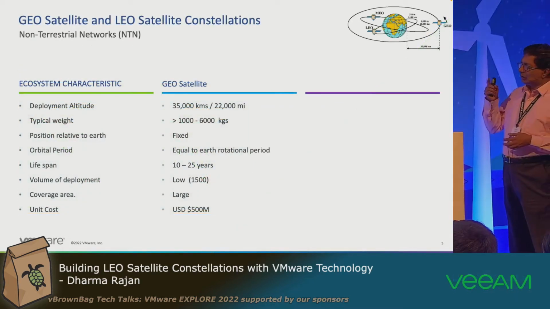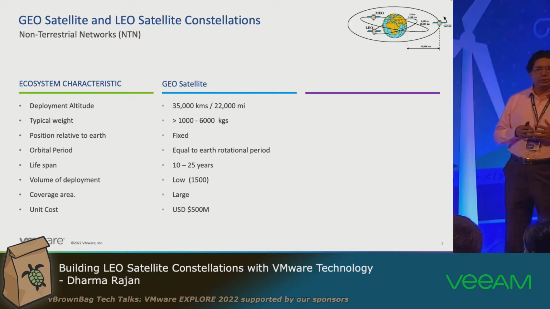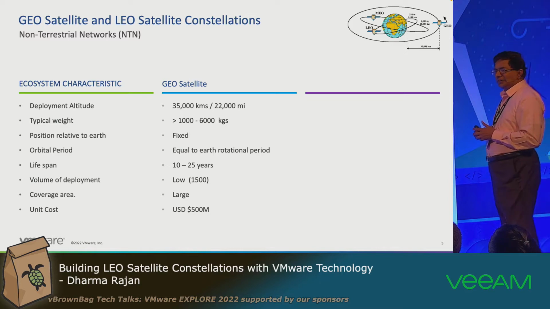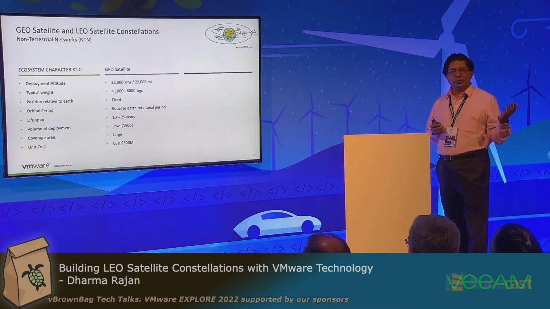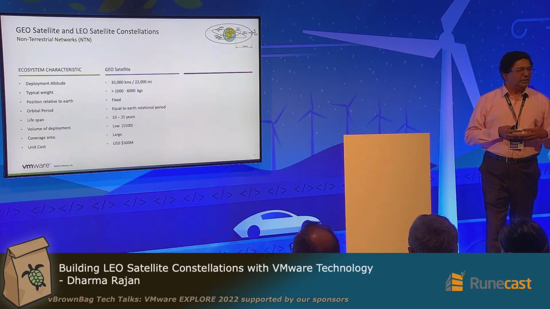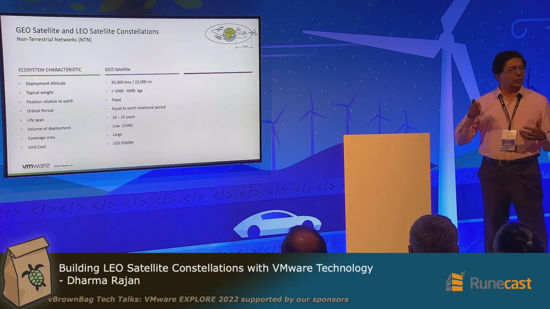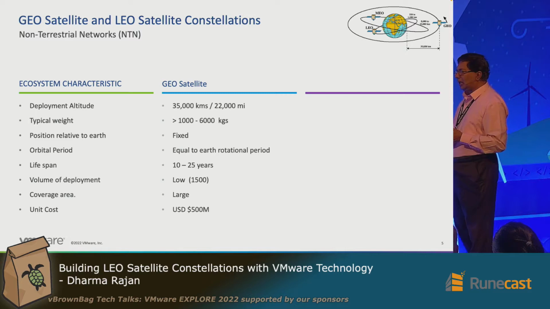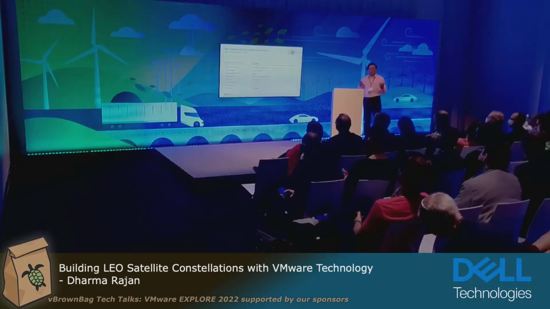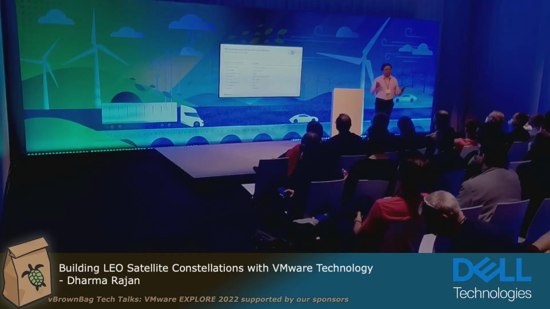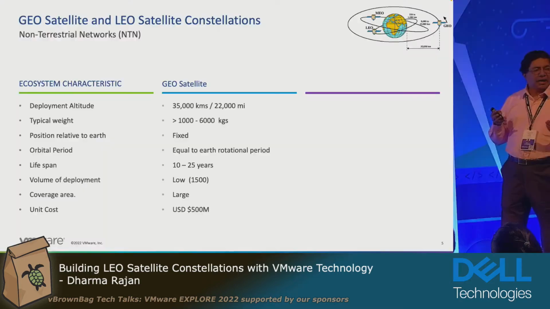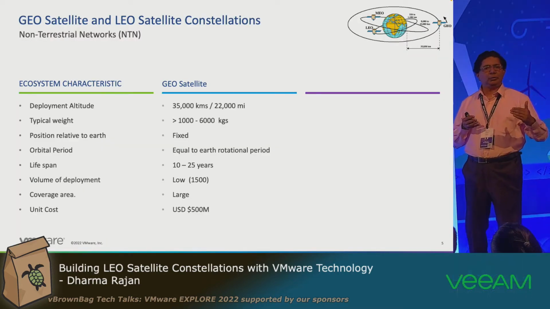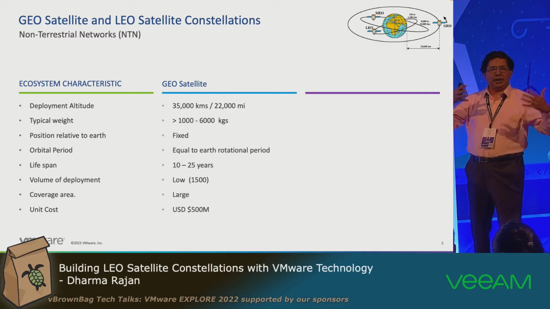Let us first look at what is GEO satellite in a consensus way, and then look at LEO satellites. If you look at GEO satellite, most of you may be familiar. These are normally deployed at around 35,000 kilometers above the Earth, and they typically are very high weight, about greater than 1,000 to 6,000 kgs. And when these are deployed, they are in fixed orbit relative to the Earth. So they're always seeing the Earth.